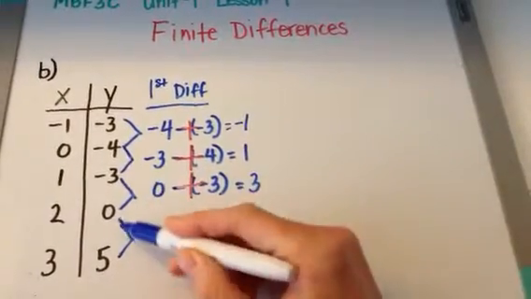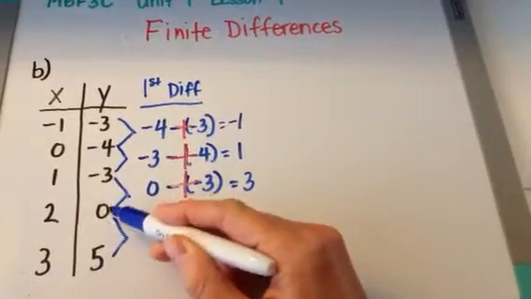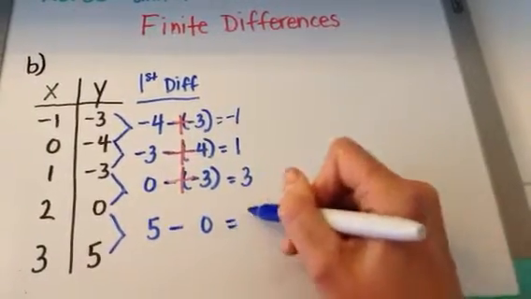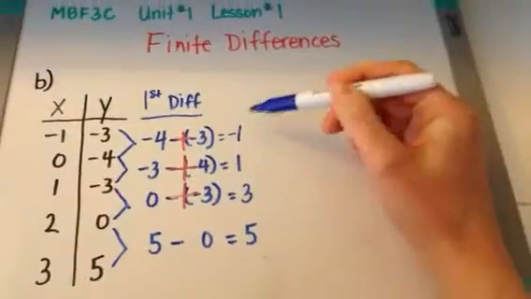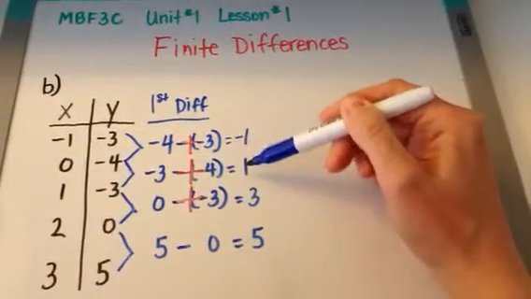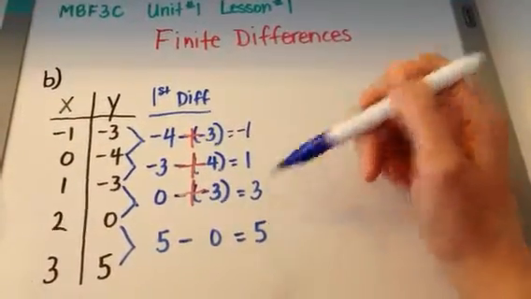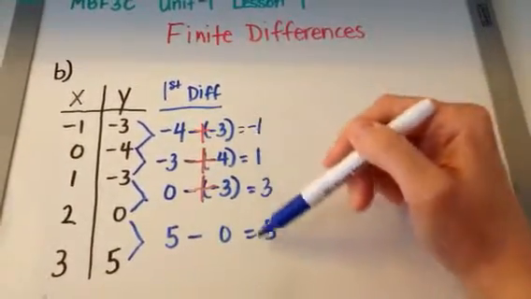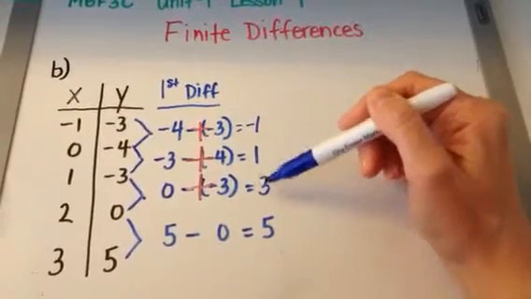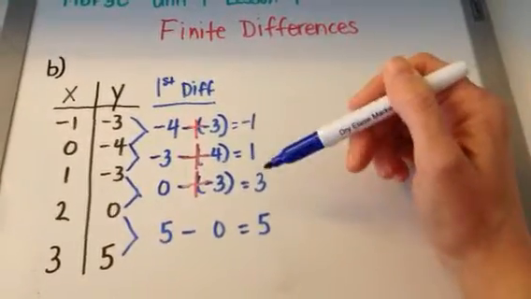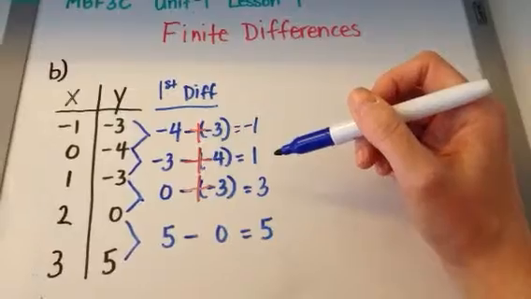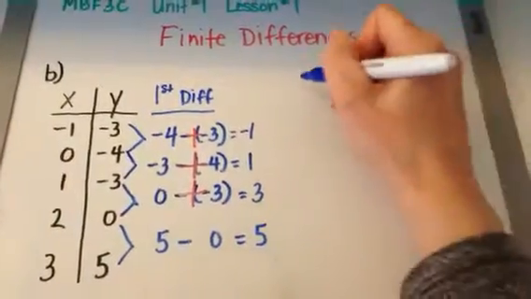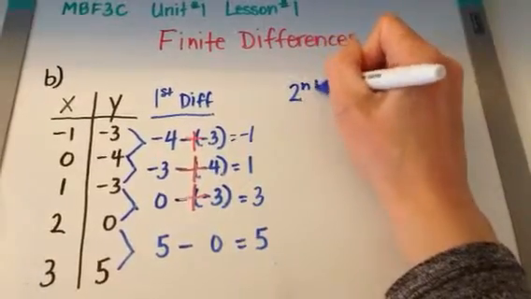And our last two numbers, we're going to subtract 5 from 0. 5 minus 0 is 5. Now these are our first differences here: -1, 1, 3, and 5. And if you've noticed from the notes, if the first difference is a constant number, so all the numbers are the same, then that means it is linear, which is a straight line. We do not have all the same numbers, so you continue again and you go on to the second difference.